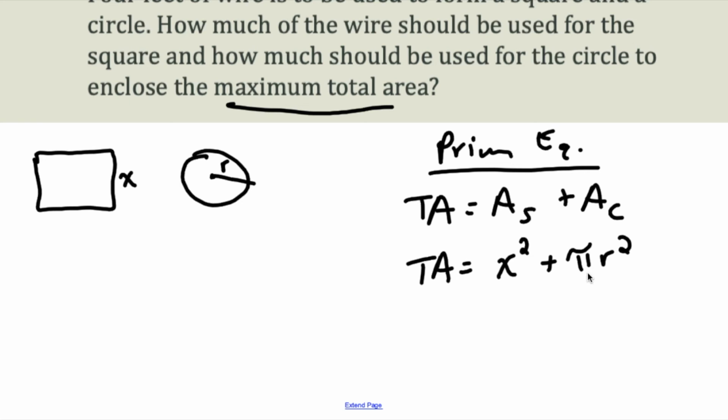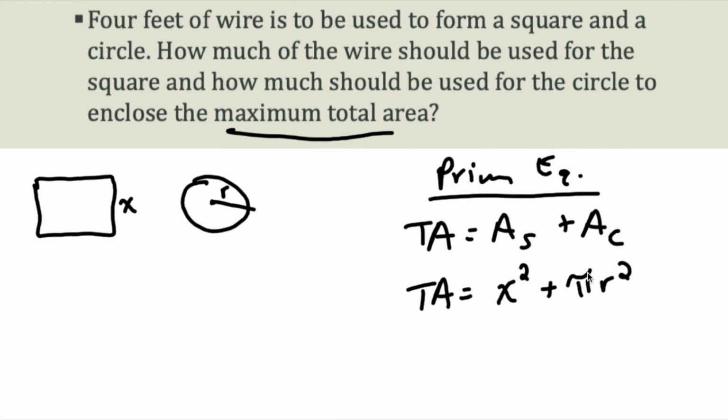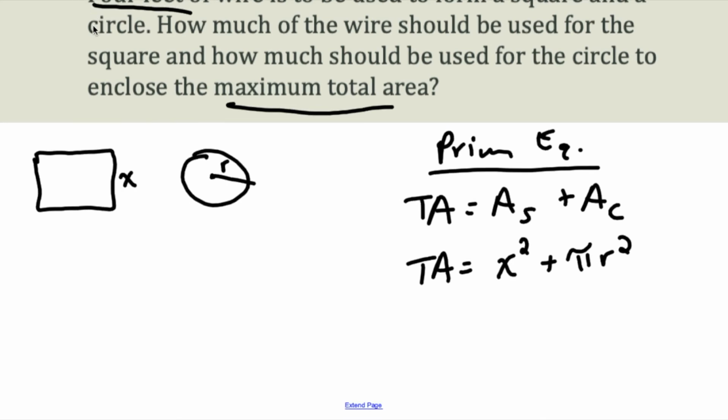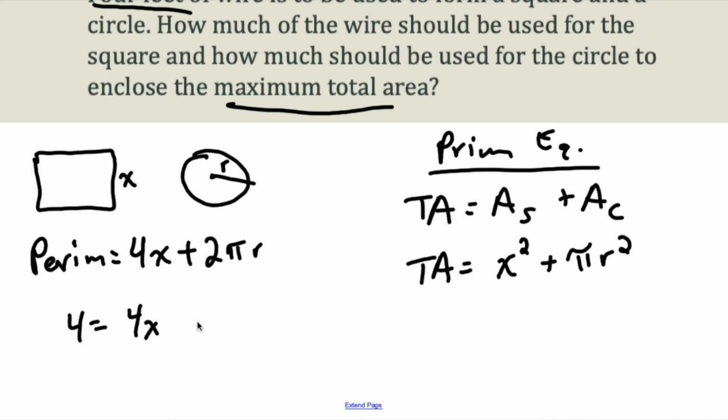That's not okay. So this is where we come back to our secondary equation, which is going to involve this 4 feet of wire that we know, and also what does that represent in here, which is your perimeter. So the perimeter of this square would be 4x plus the perimeter of your circle, which is 2 pi r. And we know that has to equal 4 because that's how much wire we have in order to solve this problem. We have 4 feet of wire to enclose the square and the circle.